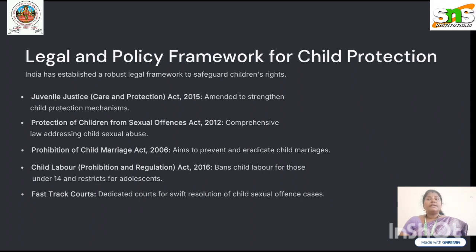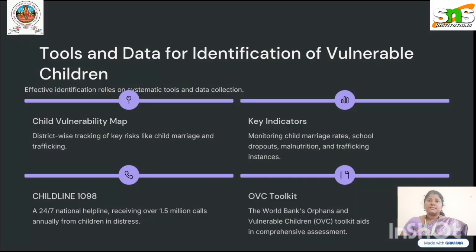Then, the tools and data for identification of vulnerable children. Effective identification relies on systematic tools and data collection. There is a child vulnerability map with key indicators, monitoring child marriage rates, school dropouts, malnutrition and trafficking instances. Next, Childline 1098, a 24/7 national helpline receiving over 1.5 million calls annually from children in distress. Then the World Bank's Orphans and Vulnerable Children Toolkit aids in comprehensive assessment.